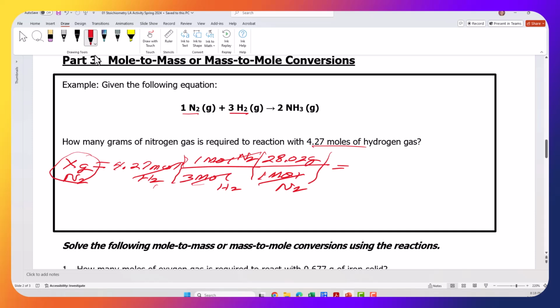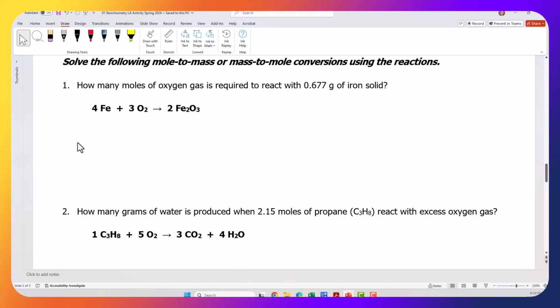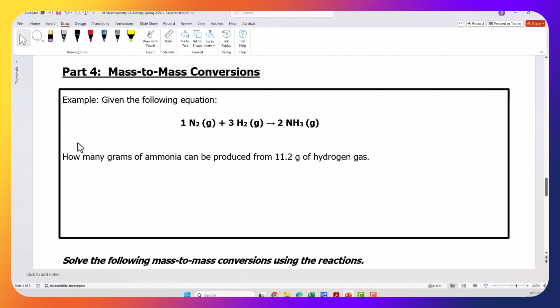And so I go 4.27 times 1 divided by 3 times 28.02, which gives me, it looks like, 39.9 to 3 sig figs. 39.9 grams of N2. Okay, so that is a moles to grams calculation. Let's scroll on down, and this is all for you. You can go ahead and fill all of that out.